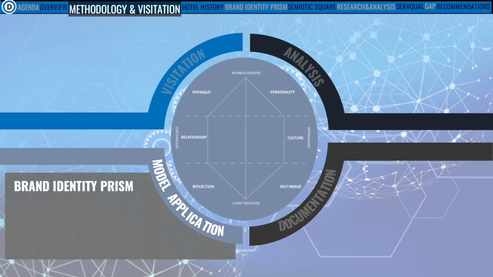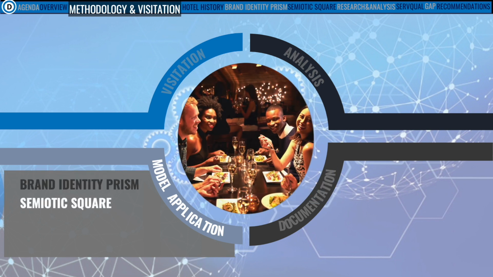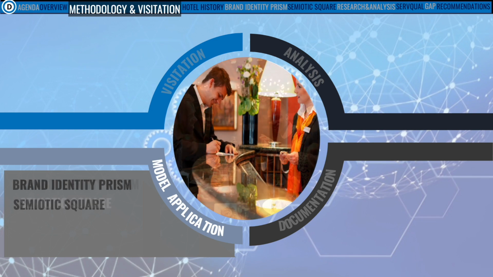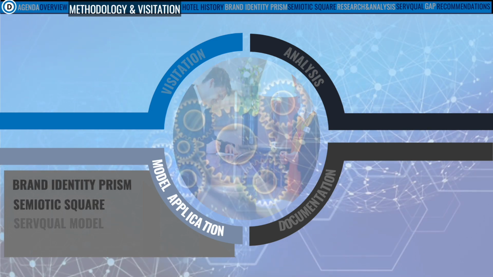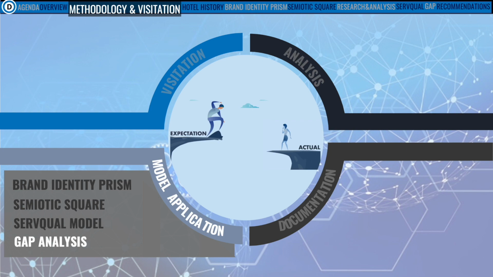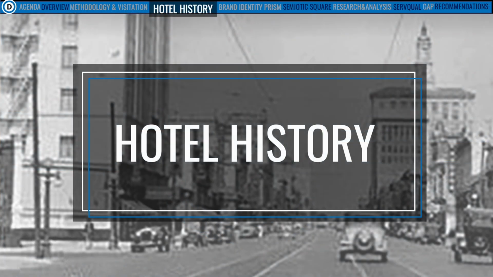Then we applied it to model application, starting with the brand identity prism, which helps describe a brand's identity through its 6 characteristics: external physique, the relationship between the hotel and consumer, the consumer's reflection, internal personality of the hotel, culture between hotel and consumer, and self-image of the consumer. We applied it to the semiotic square, self-qual model, and gap analysis, which shows the difference between expectation and the actual experience.